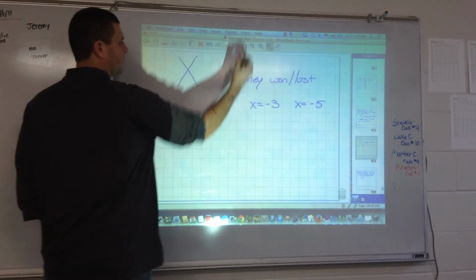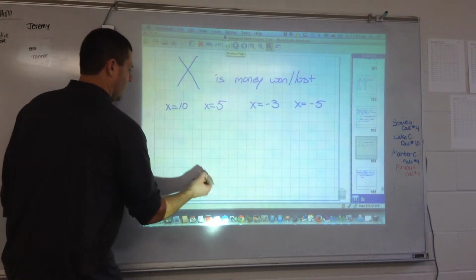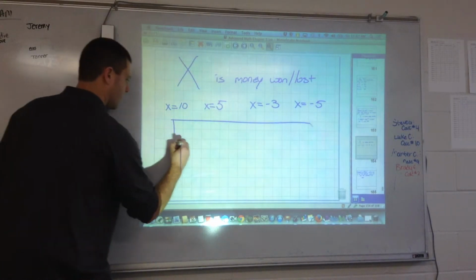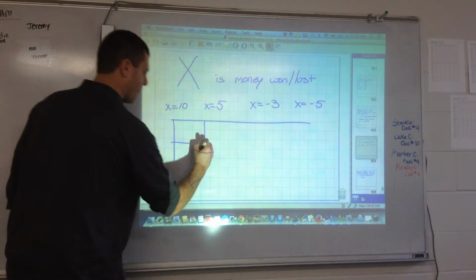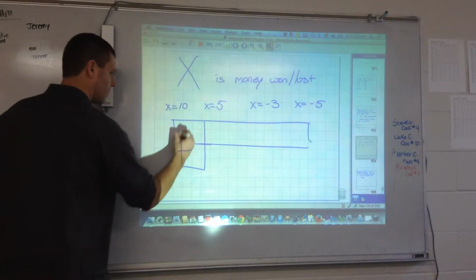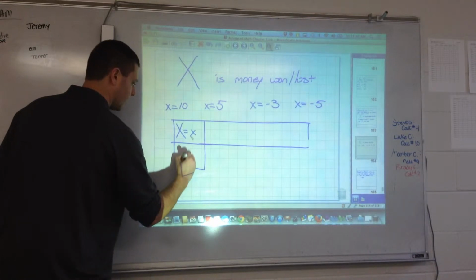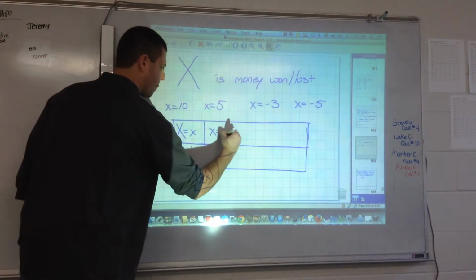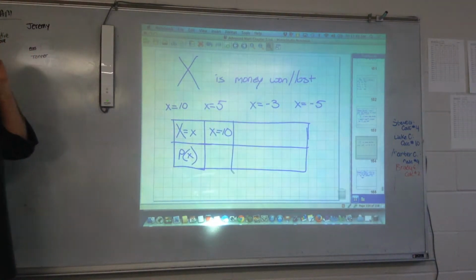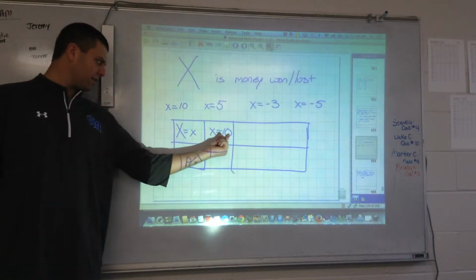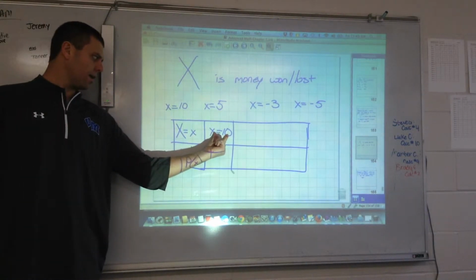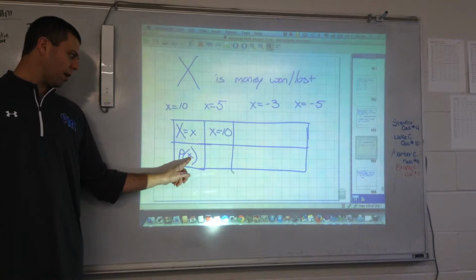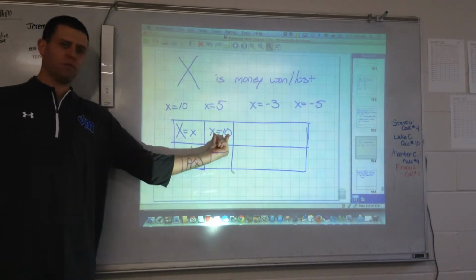So we're just going to kind of organize our information. All right? We'll do it in a table. A lot of times you'll see this, and then you'll see this as your two columns, all right? So these are just all the x values within big X, okay? But here's all the key stuff that we're after. X equals 10. What is the probability of x happening? What is the probability of you winning $10?